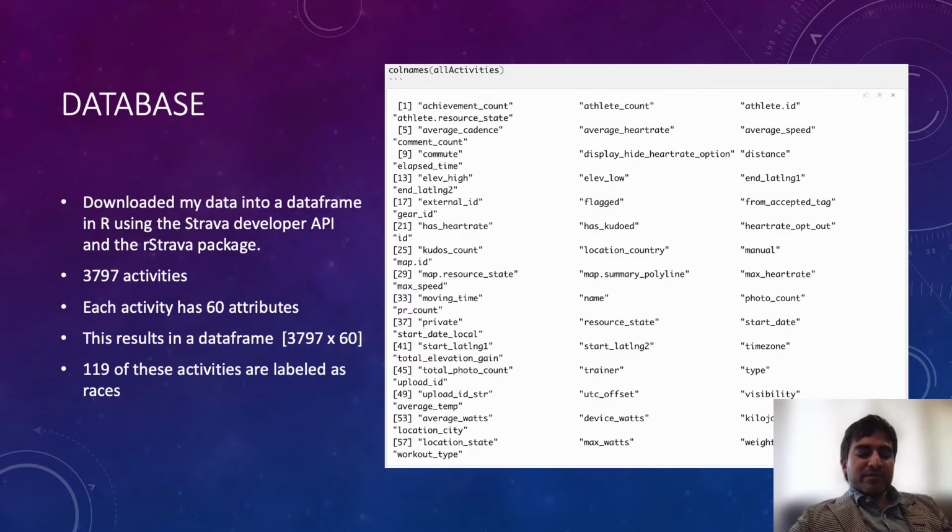I downloaded my Strava data into R using the Strava API and a package called rStrava. And so after doing this, I found I had about 3,800 runs, and each run had 60 attributes, such as distance, time, average pace, elevation, how many feet of climb, average heart rate, etc. And of these about 3,800 runs, 119 of them were races.